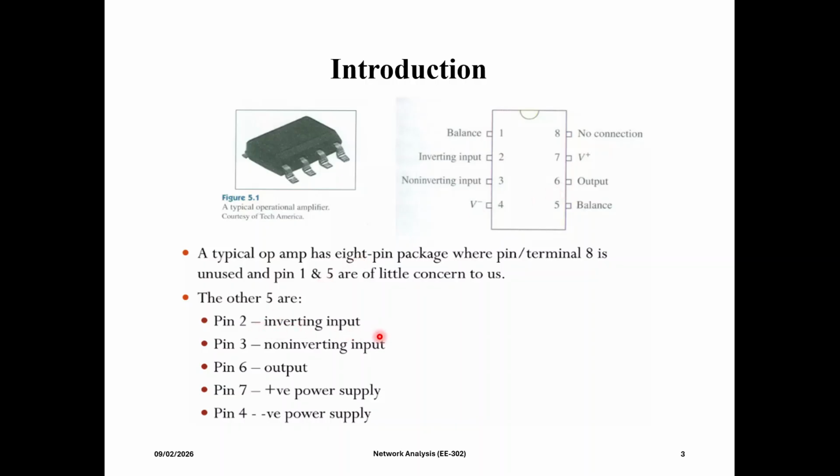Pin number 2 is for inverting input, pin number 3 is for non-inverting input, pin number 6 is for output, and pin number 7 is for the positive terminal of the power supply. And pin number 4 is the negative power supply, often connected to the negative terminal of the battery or ground in a single supply setup.